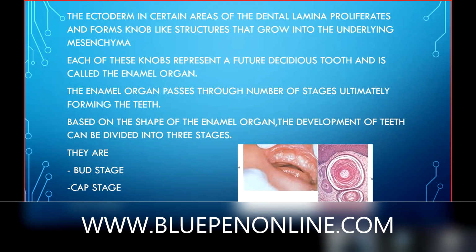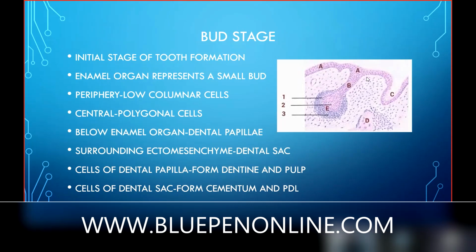The enamel organ passes through a number of stages, which are the bud stage, the cap stage, and the bell stage, to ultimately form a tooth. Based on the shape of the enamel organ, the development of the teeth can be divided into bud stage, cap stage, bell stage. So coming to bud stage, what happens in bud stage?